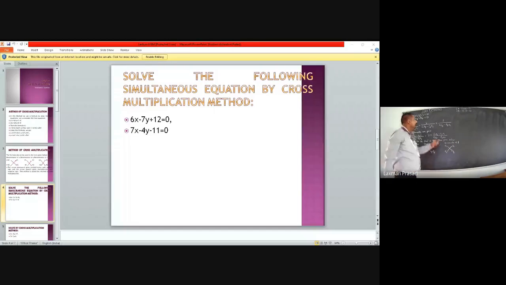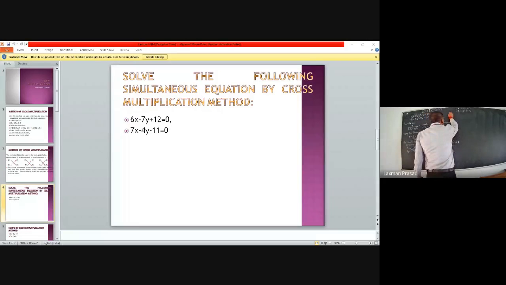See, there is a question: 6x minus 7y plus 12 equals 0, and 7x minus 4y minus 11 equals 0.